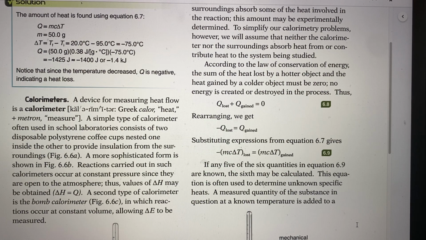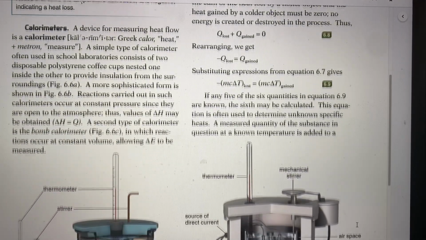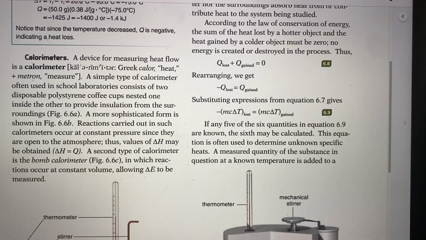especially when you're using specific heat, right? Specific heat being this C. If any five of the six quantities are known, the sixth may be calculated. This equation is often used to determine unknown specific heats, where a measured quantity of substance and the temperature are known. Well, anyway, let's go on to the next, and I'm going to have examples of this.